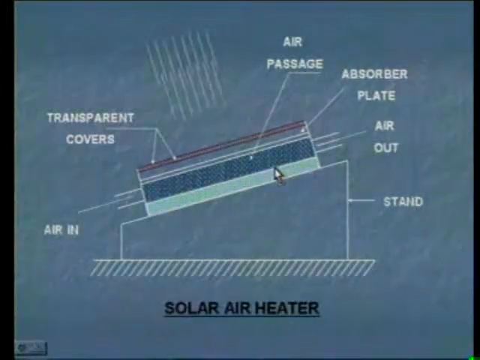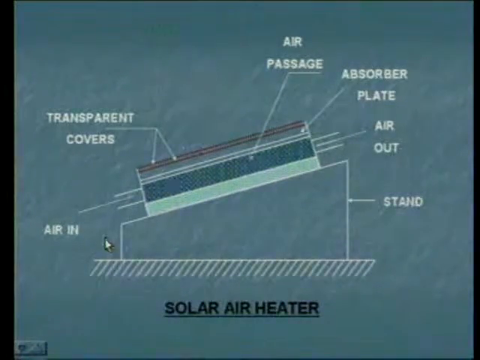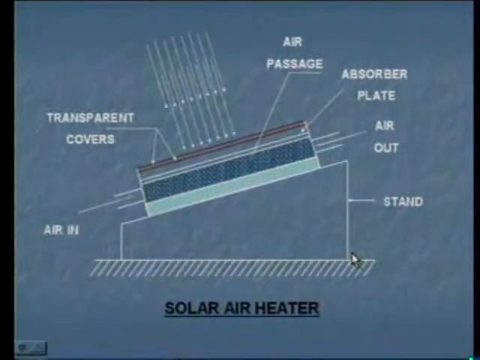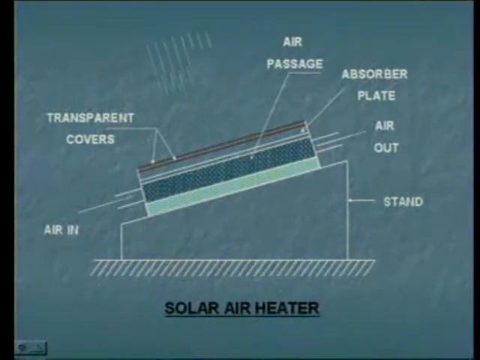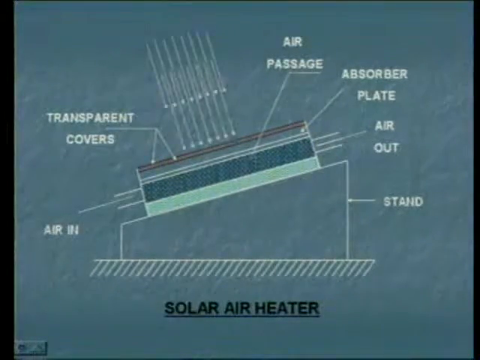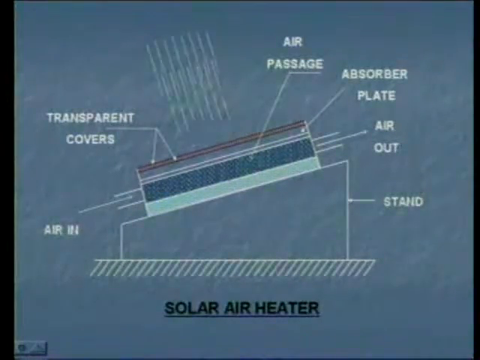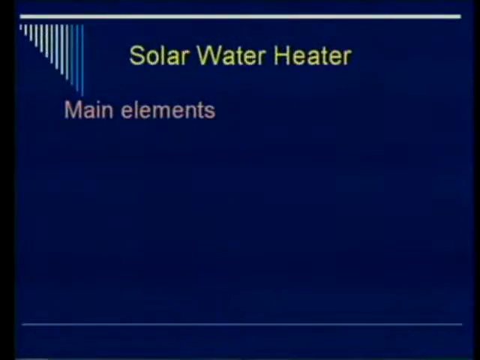In order to have a tracking of the sun, we are providing a flexible stand. It is possible to track the solar air heater along with the sun. We know that the sun is never in the same direction. The direction of the sun will be changed. By using this tracking stand, it is possible to change the position of the flat plate collector along with the sun. Now we will move to the next slide, that is a solar water heater.